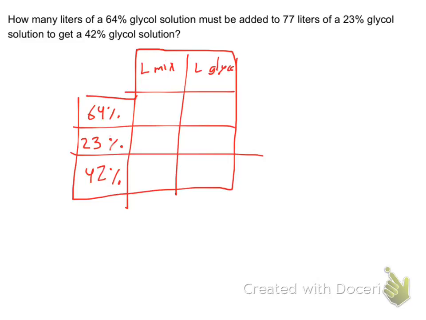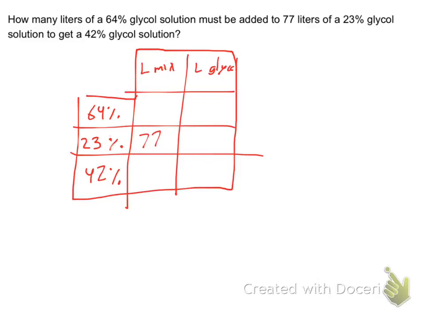Does anybody have something else filled in with any of this? Yeah. 77 goes where? Bottom corner. No, no. It goes by the 23 of the solution or mixture, right? Maybe I should have put liters of solution. But this should be 77 liters of mixture associated with the 23.